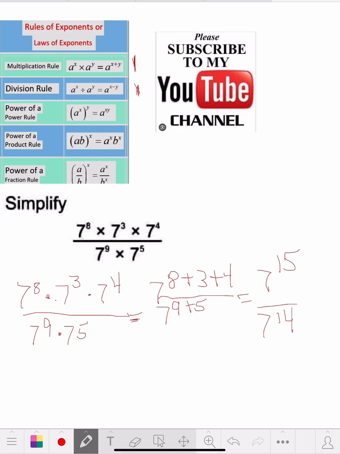Now, if we look up, we go to the division rule. So we got a to the x divided by a to the y equals a to the x minus y. So that means we'd have 7 to the 15th minus 14. Whoa, this turned out pretty good. Equals 15 minus 14 is 1. So we get 7 raised to the 1st power. So what's that? 7. There it is.